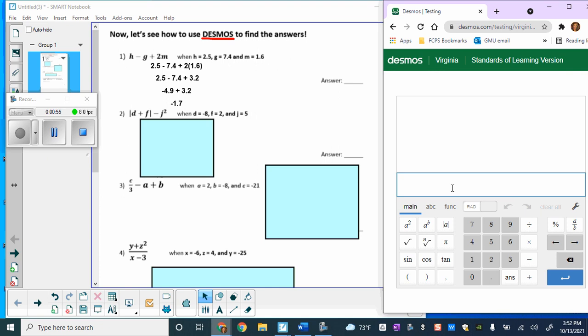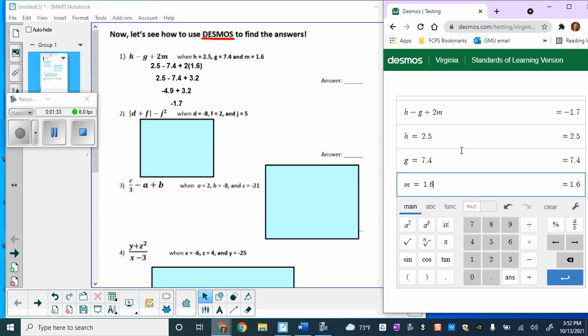So the idea here is that you can just type in h minus g plus 2m. So all I've done is use the keyboard and typed in exactly what I'm seeing over here for number 1. Now when you hit enter, nothing has happened in the calculator yet. So you've simply told DESMOS what the expression is, but now you need to come through and tell it that h equals 2.5. We need to tell it that g equals 7.4. And just so y'all know, I'm getting this from right here in the notes packet. And then the last one was m equals 1.6.